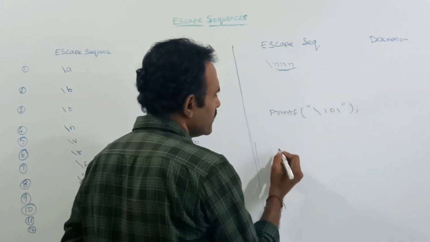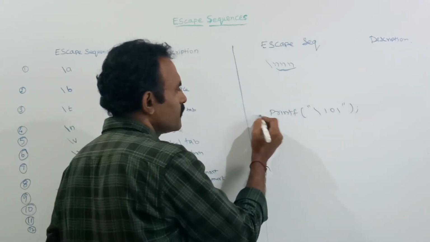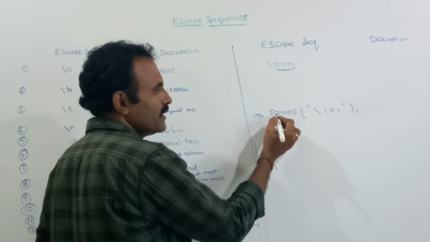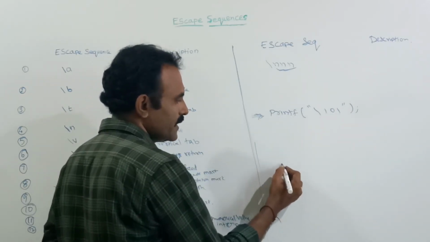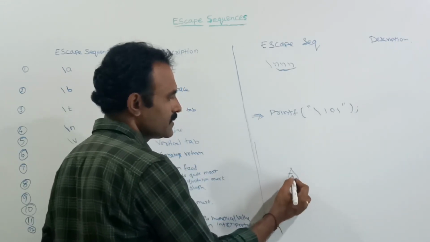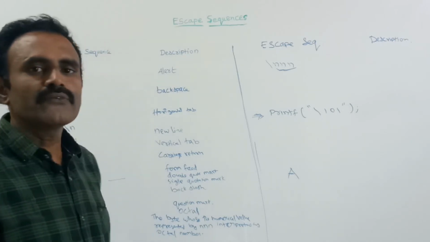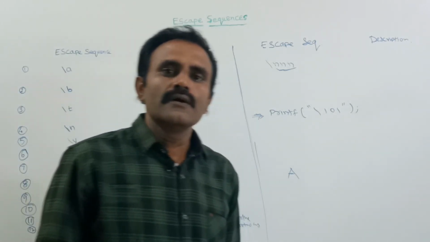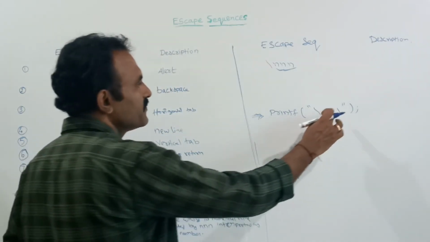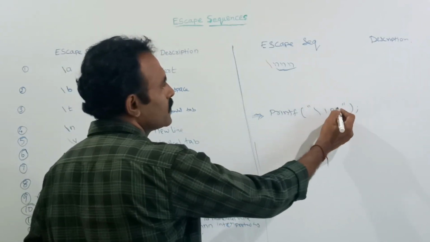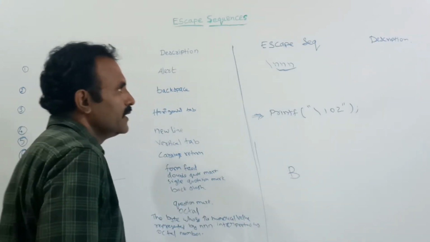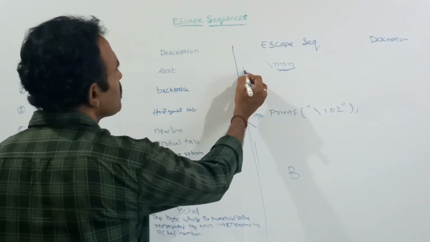Suppose you are running the program, if the statement is in a program, at execution time it will be printed like this. Here in the display screen the capital A will be printed, because the octal number of capital A is 101. Suppose you are giving slash 102, here the output will be capital B. Say this one, 12th.